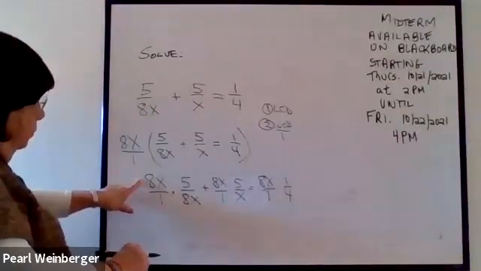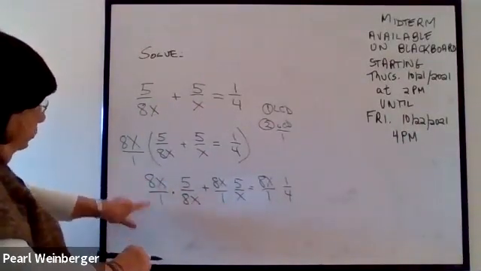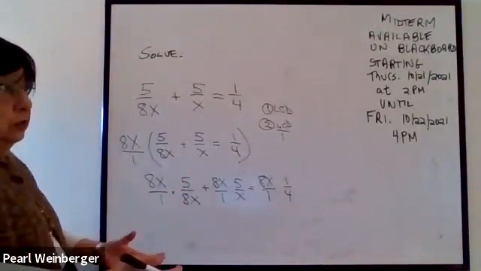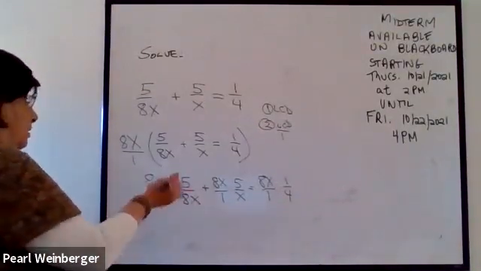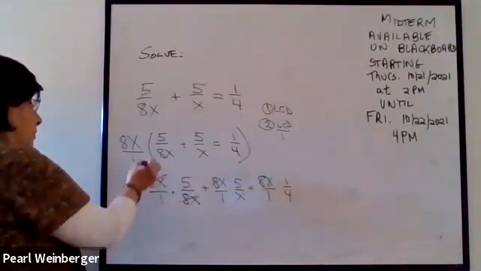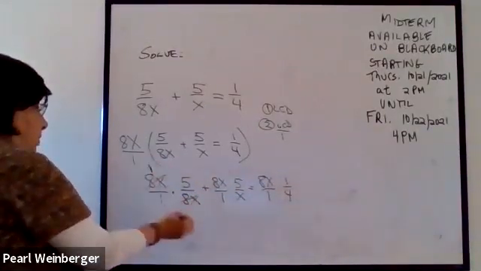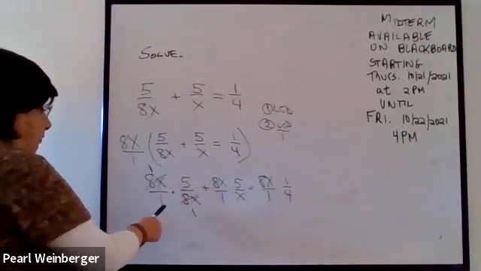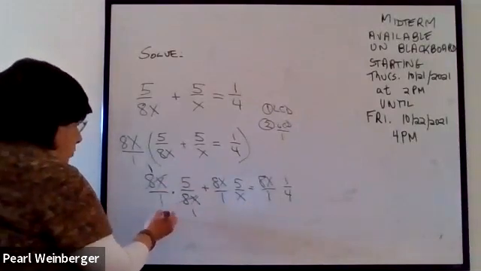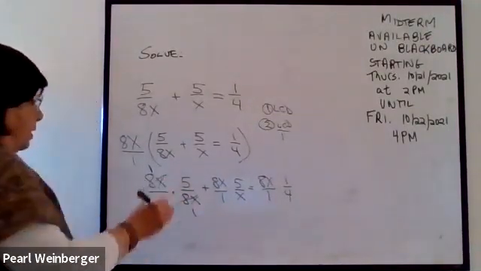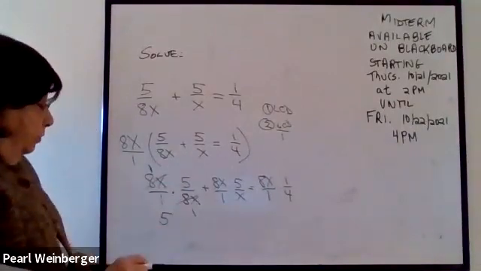I first have to multiply the 8x over 1 times the 5 over the 8x. Now remember, these are fractions. We try to cross cancel. Notice there's an 8x here that can cancel out with an 8x here. Everything's gone here, so I'm putting 1s here. So I get 1 times 5 over 1, or just 1 times 5, which is 5. Remember, when the denominator is 1, I do not have to put it in.